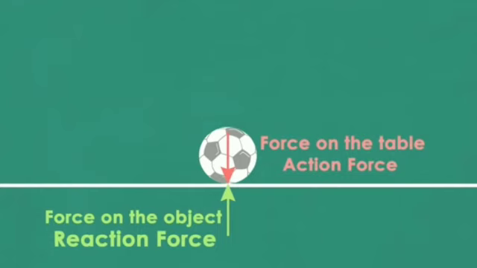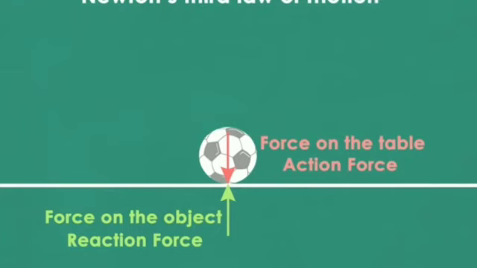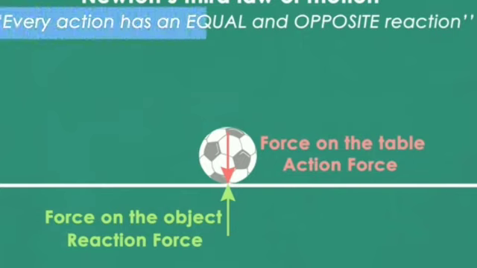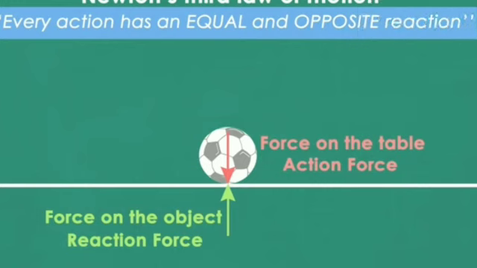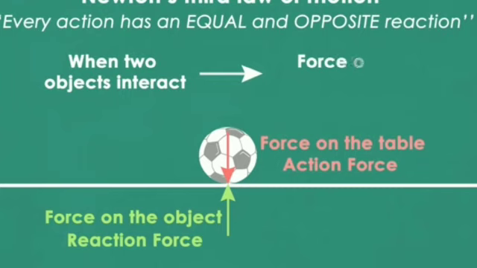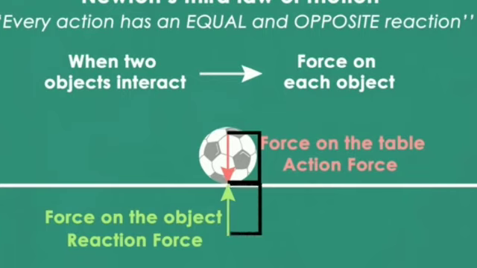The force exerted by the ball on the table is the action force and the force exerted by the table on the ball is the reaction force. So by this we can conclude that to every action there is an equal and opposite reaction. And this is Newton's third law of motion. According to this law, when two objects interact, the force on each object is equal in magnitude but opposite in direction.